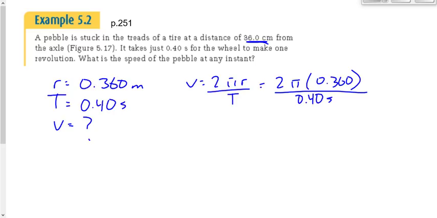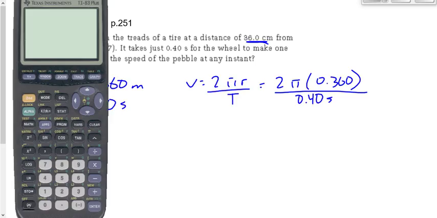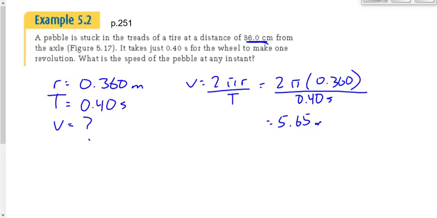So we're going to say 2 times pi times 0.360, we're going to divide that by 0.4. Gives us a value of 5.65 meters per second.